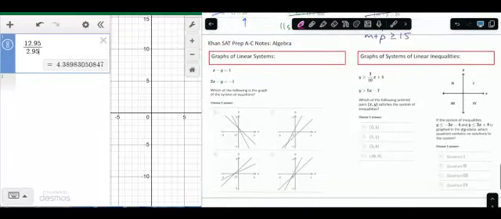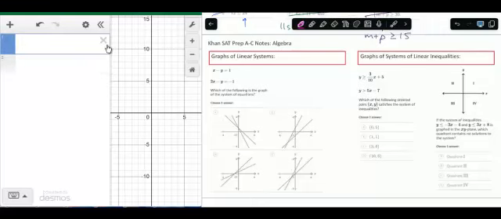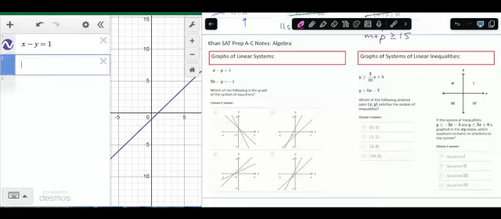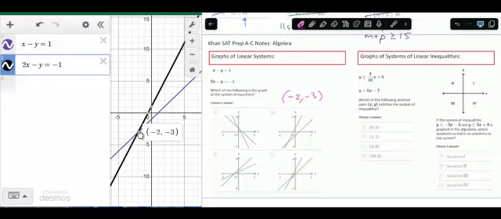The next concept here is looking at graphs of systems and inequalities. Once again, let's take advantage of Desmos. If we type in what we have, x minus y is equal to 1, there's our first equation, and then 2x minus y is equal to negative 1. There's our second equation. What we can see right here is an intersection; the solution has to be at negative 2, negative 3.